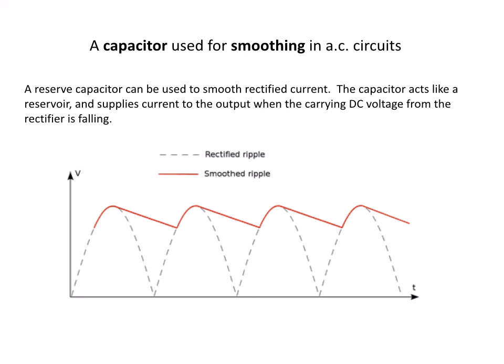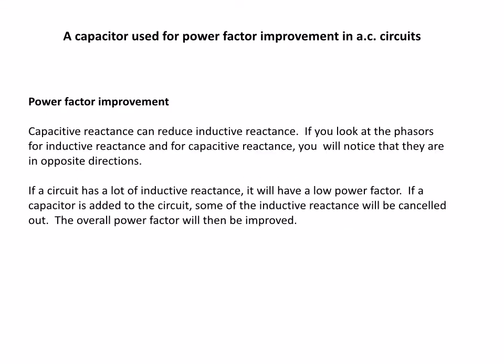We can also use the capacitor for power factor improvement. Most industrial circuits are very inductive. They've got lots of coils, motors, transformers, things like that, that produce a bad power factor. We can put a capacitor into the circuit to balance out some of that inductiveness, and that will save the consumer money.